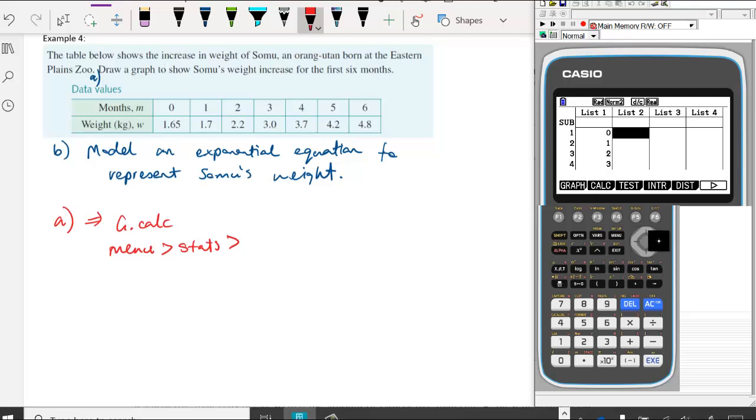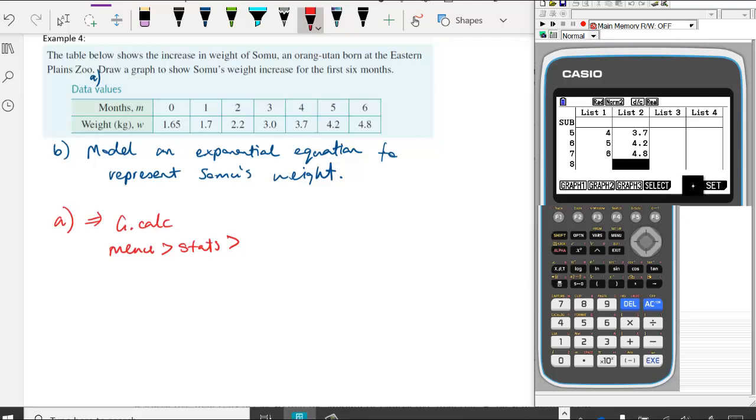There we go. And the second column will be the values in kilograms, 1.65, 1.7, 2.2, 3.0, 3.7, 4.2, and 4.8. So once we have all that, we're going to hit graph.